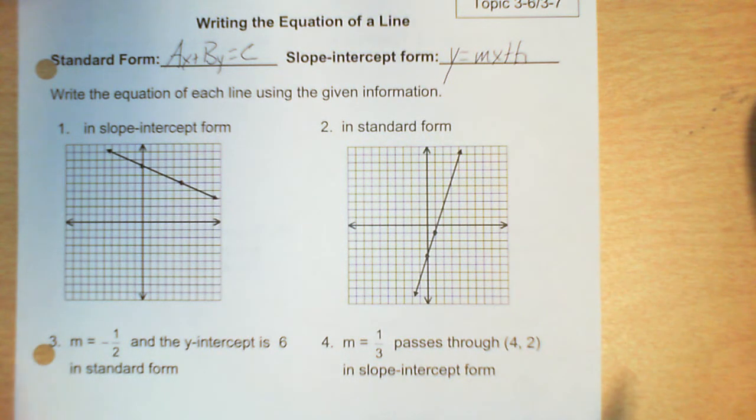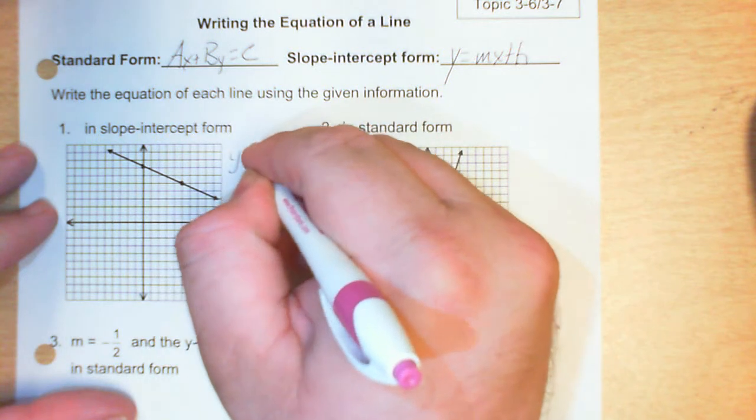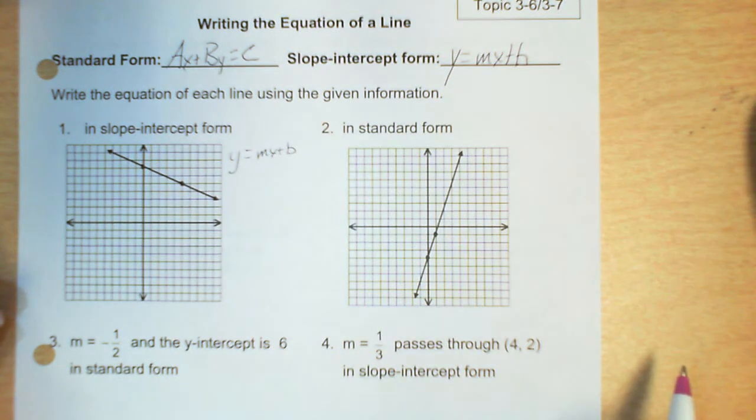Okay. So using this graph, we're going to figure out what is our equation of this line in slope-intercept form. First thing I'm going to always do is, if I want it in slope-intercept form, I'm probably going to write down slope-intercept form. Okay? And probably no matter what I do, I'm going to write it in slope-intercept form, and then it's very easy to transform it back to standard.